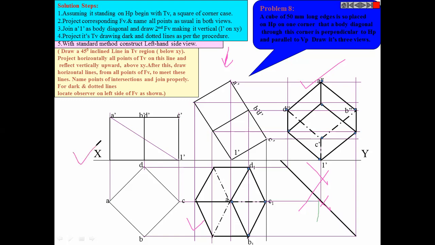Now that answer will be given by this. This is which projection method? First angle. First angle, correct? Because the front view is above the XY line and the top view is below the XY line. So this is first angle.